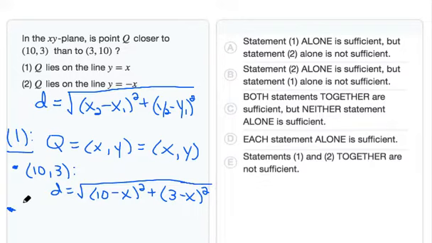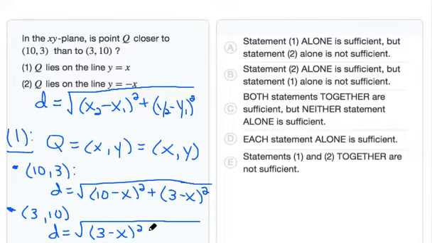Let's do the same thing for our other point. Our other point is 3, 10. So our distance will equal the square root of 3 minus x squared plus 10 minus x squared. These distances are actually equal regardless of the value of Q. So these are the same.